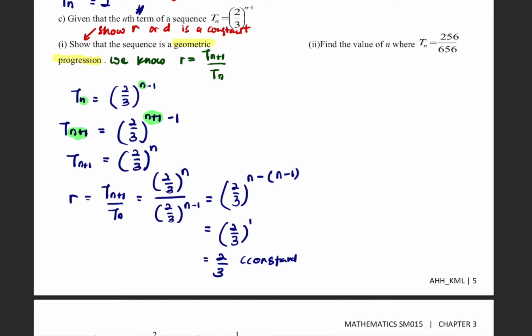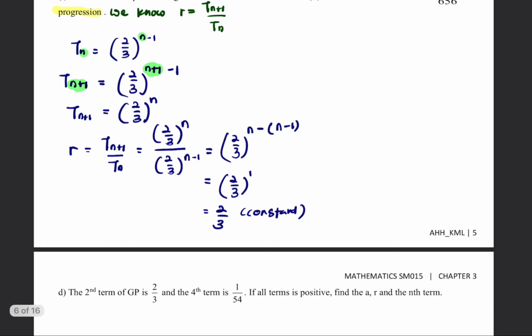Okay, tahu tak constant tu apa? Any number tu constant lah. Okay, so kita buatlah conclusion. So we make our conclusion, since Tn plus 1 over Tn is a constant, the sequence is a geometric progression, GP. Okay, so mesti kena ada conclusion tu.